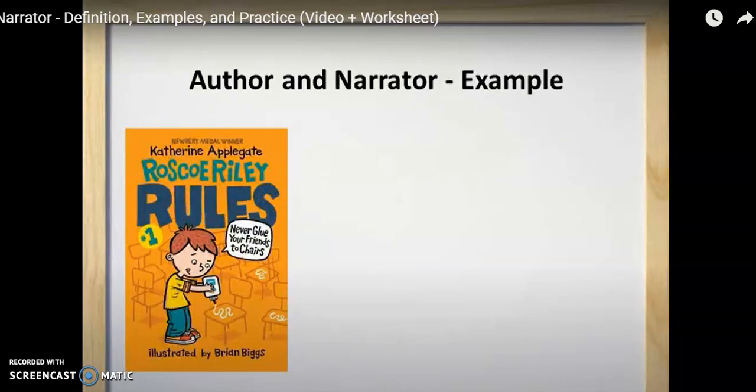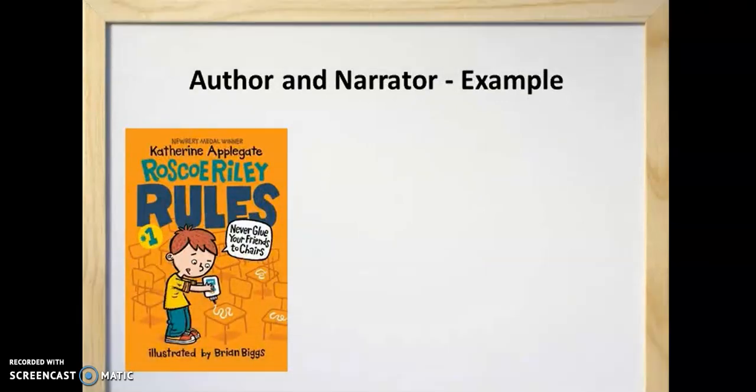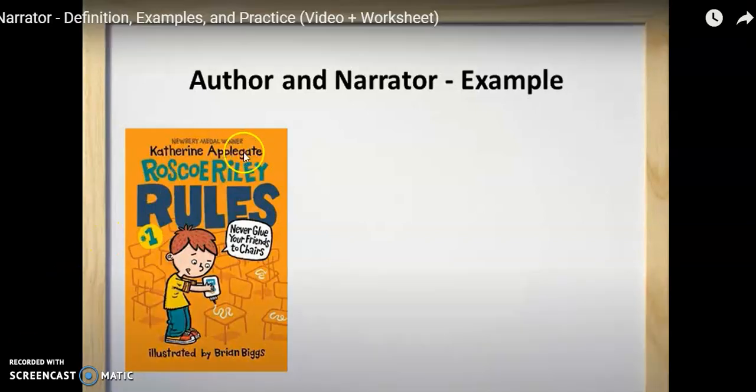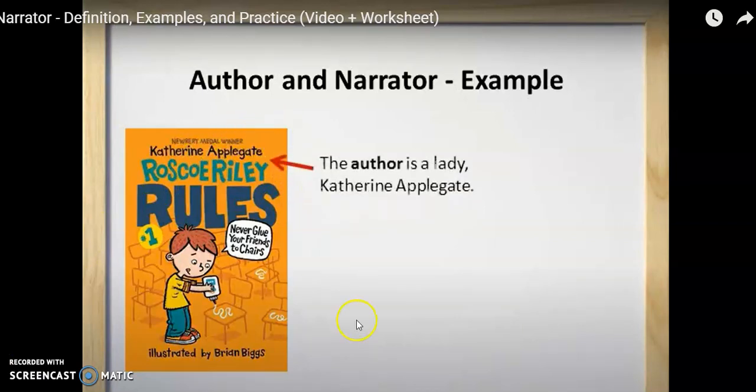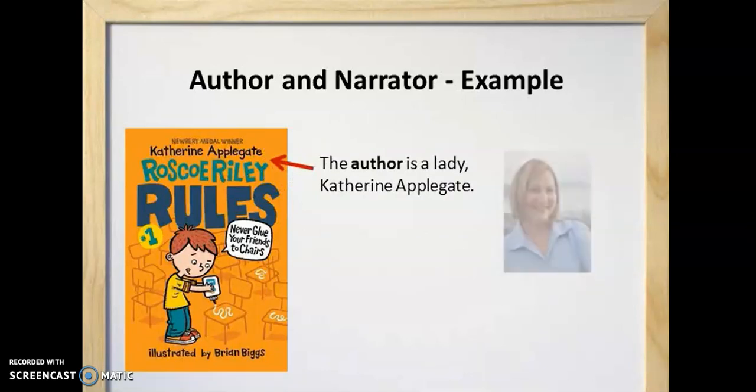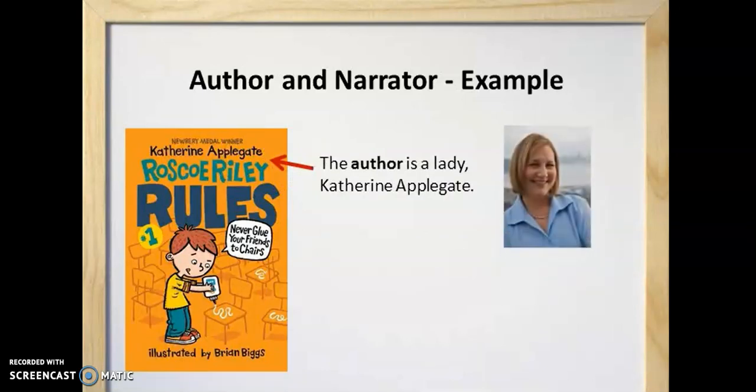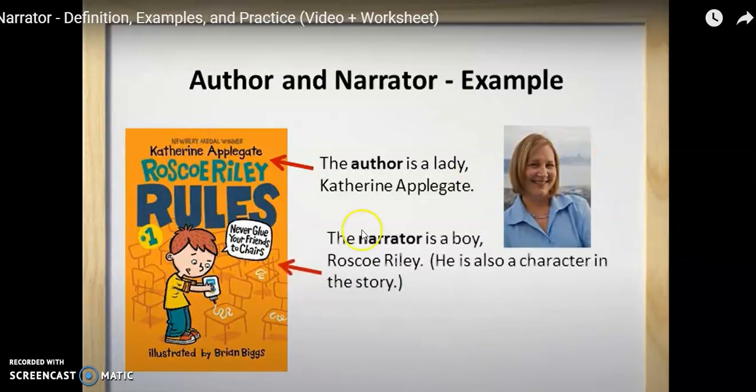Here we have an example with this book. The book name is Roscoe Riley Rules, and the author is Catherine Applegate. So let's see the difference between author and narrator in a clear example. The author, as I told you, is Catherine Applegate, this lady. She is a real person who writes the story. And the narrator is a boy called Roscoe Riley. He's also a character in the story.